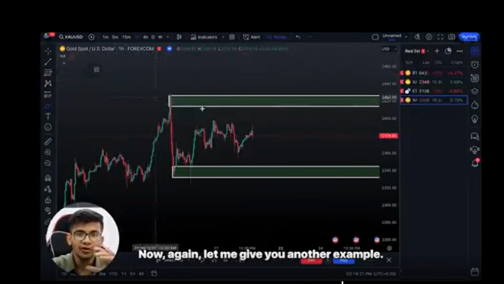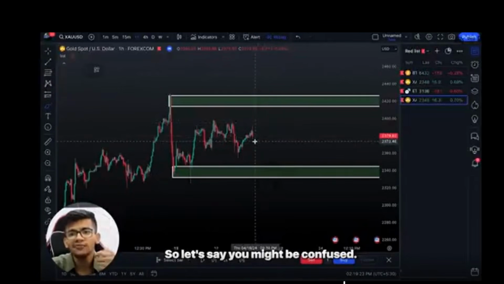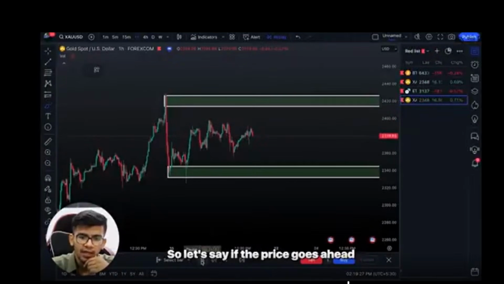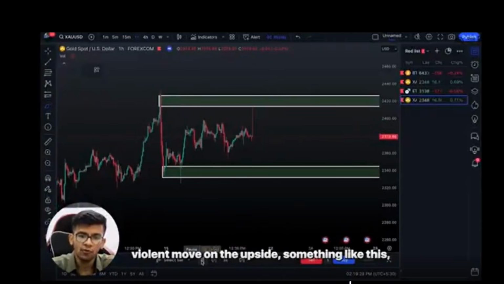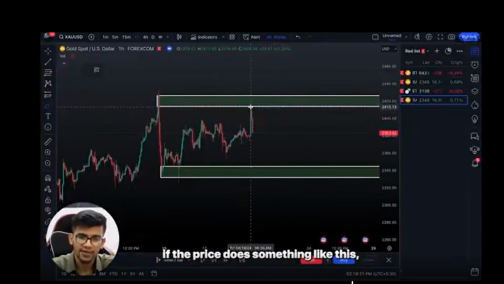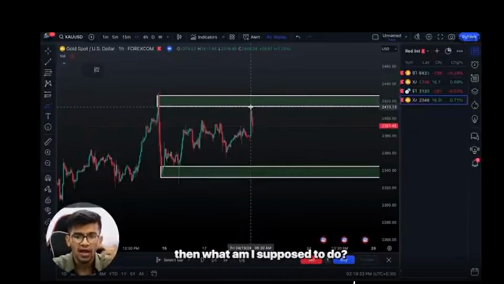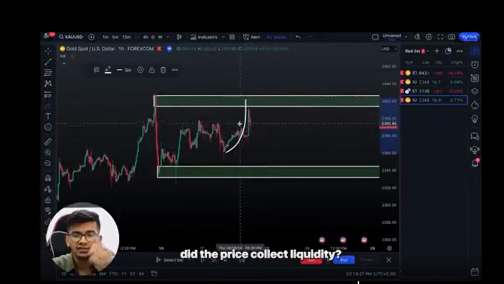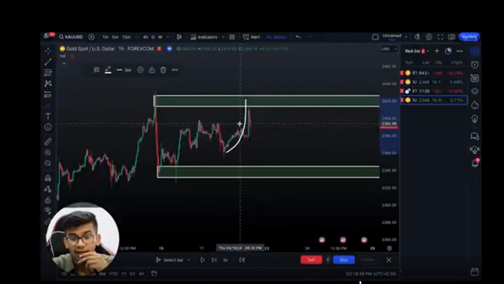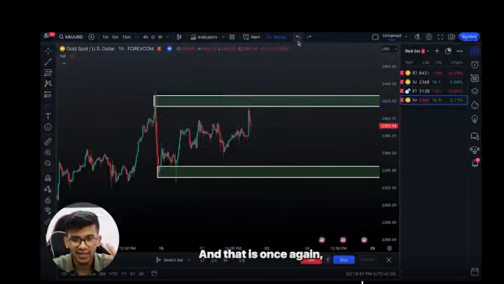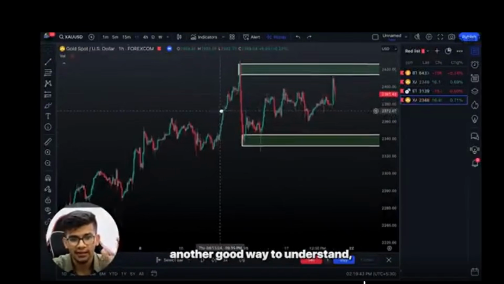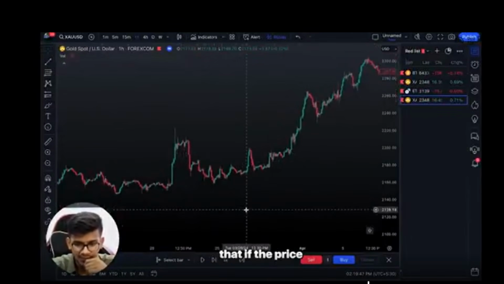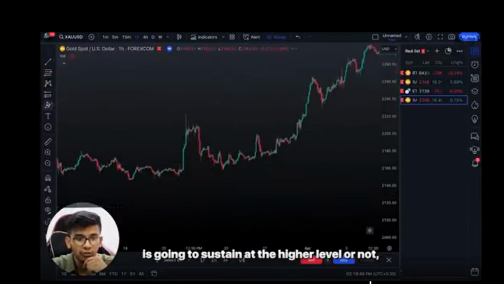Now again, let me give you another example. Let's say you might be confused. If the price goes ahead and does an extremely violent move on the upside, something like this, then what am I supposed to do? I might be extremely confused. But before this upside move, did the price collect liquidity? I don't think so. And that is once again another good way to understand if the price is going to sustain at the higher level or not.